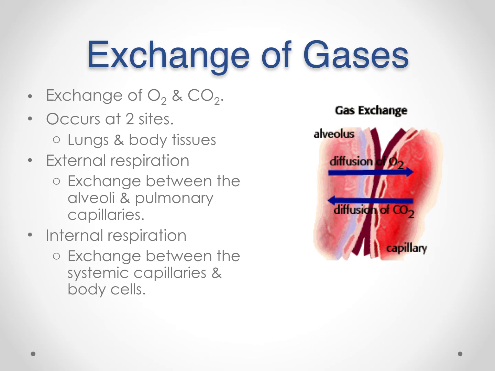In external respiration, which again was our pulmonary circulation, we're seeing the exchange between your alveoli, the air sacs, and your pulmonary capillaries. So those that feed blood coming from the heart with oxygen. In internal respiration, we're talking about the exchange between systemic capillaries and all other major body systems. As you can see in the diagram, we are talking about diffusion. So we're always going to move from an area of high concentration to low concentration.